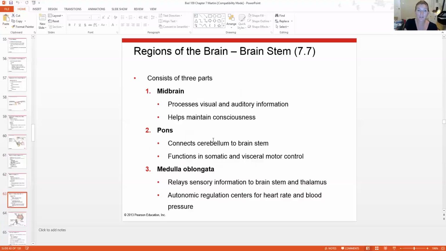Your pons is connected to the cerebellum via the brainstem, and this is our visceral and somatic motor control. And then the medulla oblongata is basically our centers for heart rate and respiration, as well as relaying information up to the thalamus and brainstem.